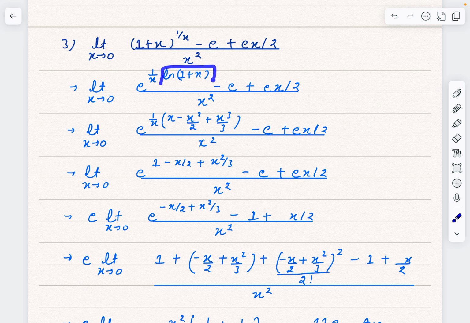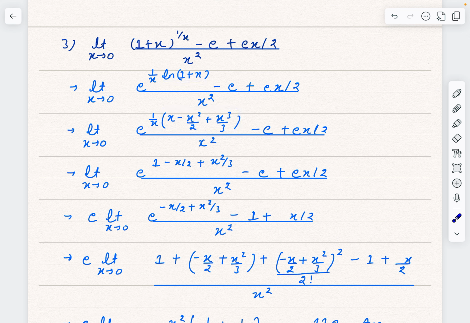Expand ln(1 plus x) with the series expansion here. We get x minus x square by 2 plus x cube by 3. You see in the denominator we have x square. So I'll expand this thing up to x cube, so that this 1 by x outside will make it x square.